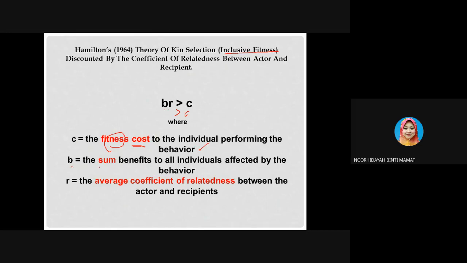So B is the sum of the benefit to all individuals affected by the behavior. And R is the average coefficient of relatedness between the actor and the recipients. Okay, the relatedness between the actor and the recipients. So we call it R.